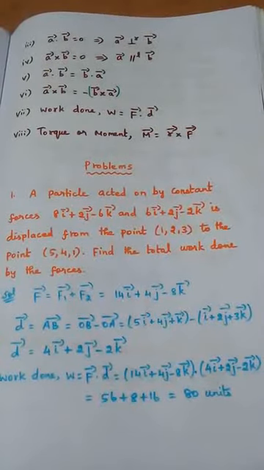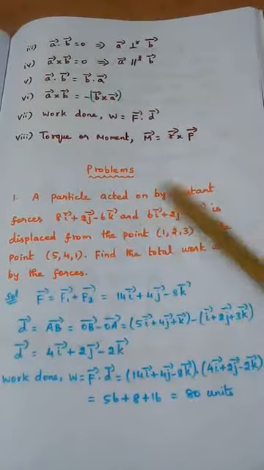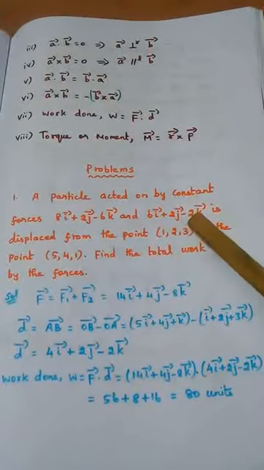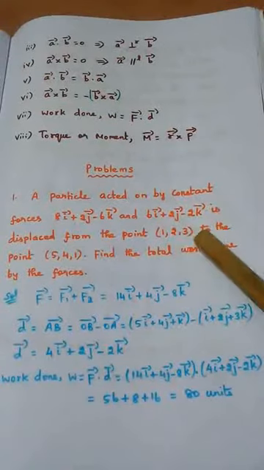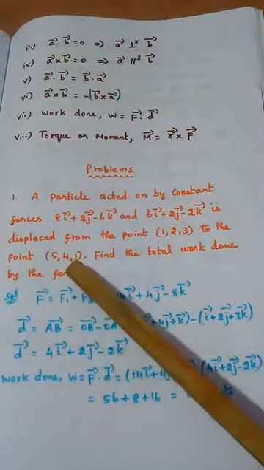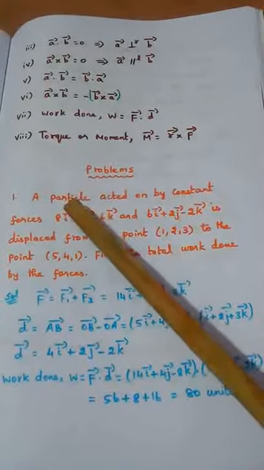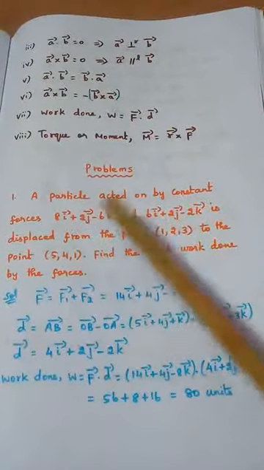Problem number 1. A particle acted on by constant forces. This is the first force and another force was given. Is displaced from the point 1, 2, 3 to the point 5, 4, 1. What the question says, a particle is moved from this point to this point using these two forces.